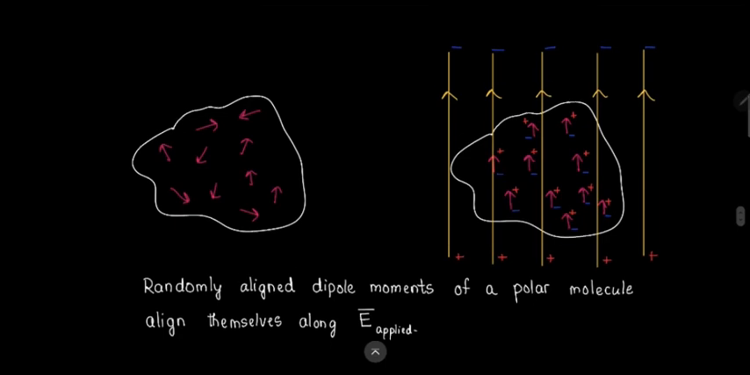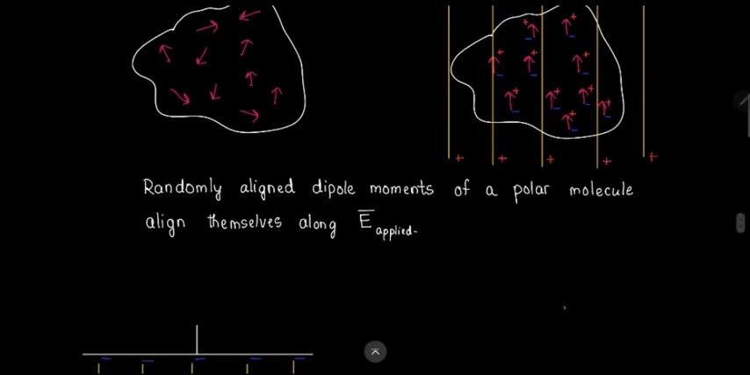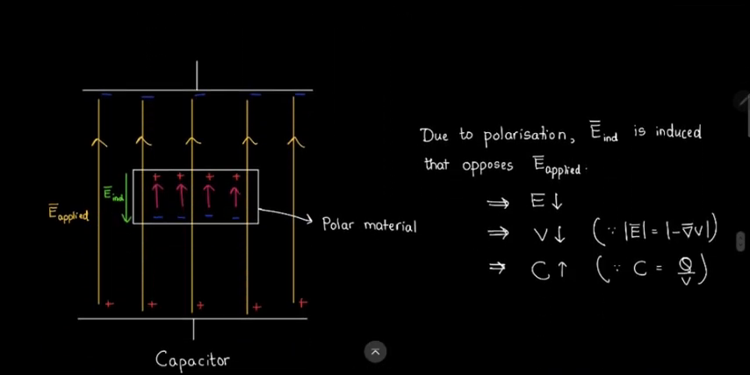So, now we'll look at this one. Let's say there is a polarizable object. Initially, all the dipole moments within it will be randomly aligned. Once you apply an external electric field, all the dipole moments inside it will align themselves along the externally applied electric field. That is what is happening here. One example is this one.